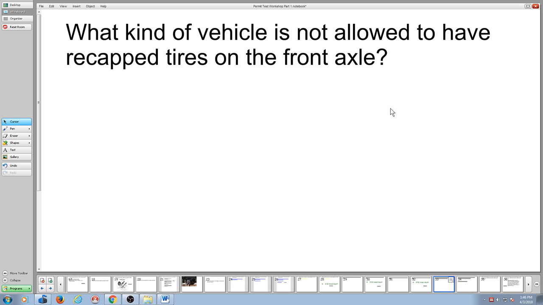What kind of vehicle is not allowed to have recapped tires on the front axle? Any guesses? Commercial.